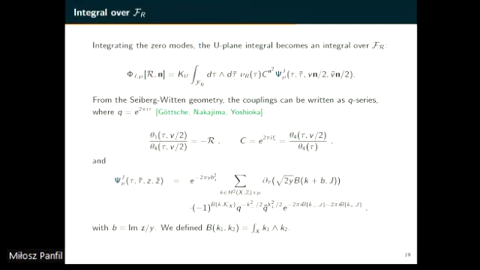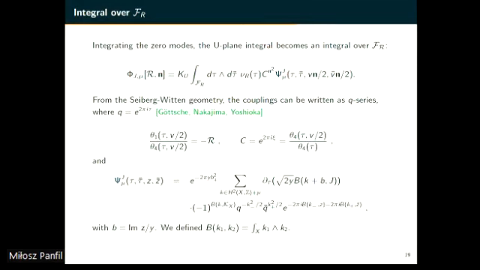Okay. And you can integrate all the zero modes of the theory, which gives you some finite dimensional integral over the zero modes. And you can write down the U-plane integral as an integral over the FR, which is the fundamental domain of this parameter tau.